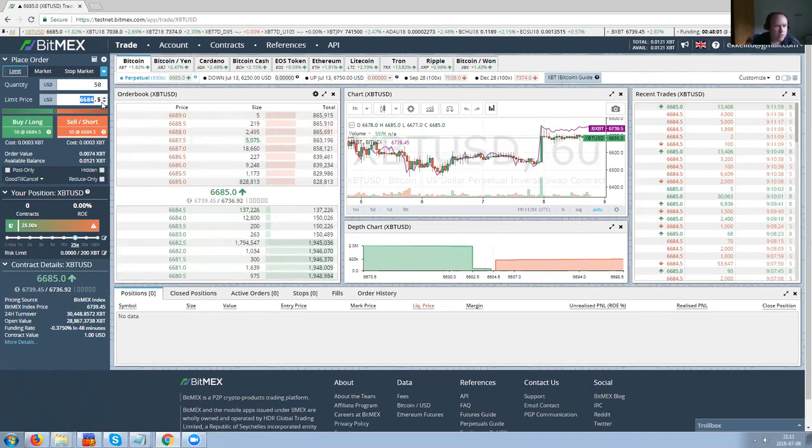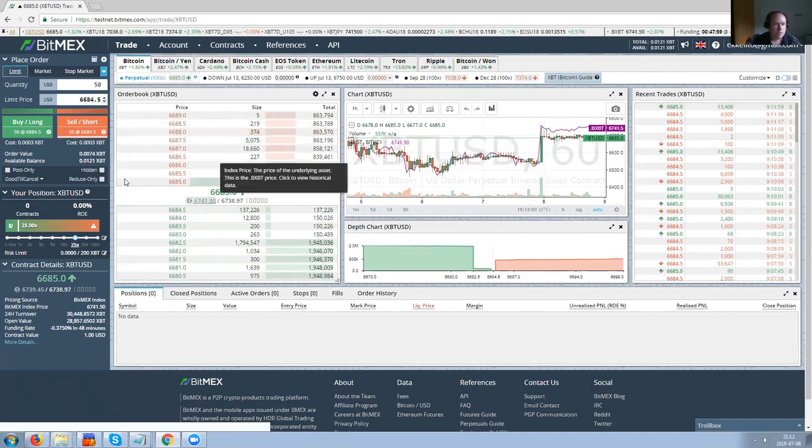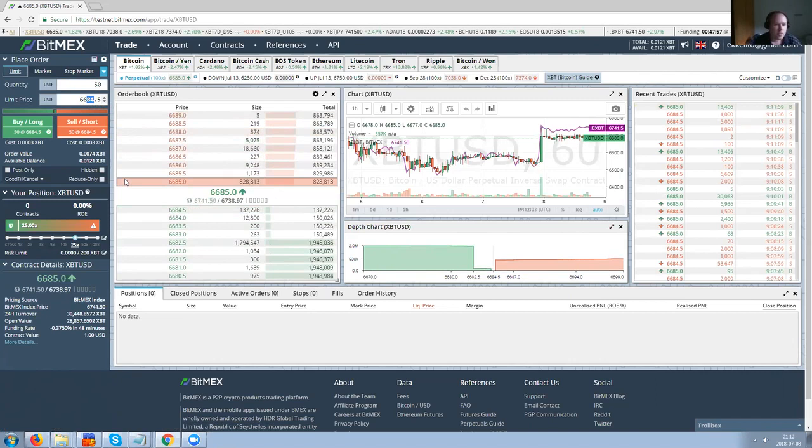So then if you want to buy, 66.85, and yes, for 50 contracts of 50 USD, then you can just press buy or sell. And then going down, you can see the cost here. It is 0.003 XBT. That's the cost of the trade.